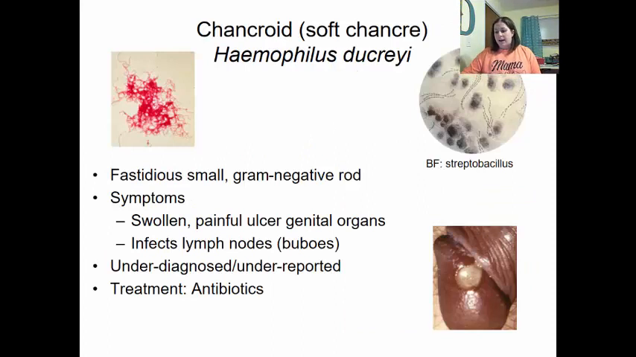We then see the chancroid, which is a soft canker. This is caused by Haemophilus ducreyi. This is a fastidious small gram-negative rod. When we collect it in body fluids, it does show a streptobacillus structure. We see symptoms include swollen, painful ulcers on the genital organs, and it does infect the lymph nodes, causing them to swell. This goes underdiagnosed and underreported. However, treatment is antibiotics. Now, it is not very common for this to be seen in females because since it is going to cause these ulcers on the genital organs, it's going to be more internal and harder for them to be detected and seen.